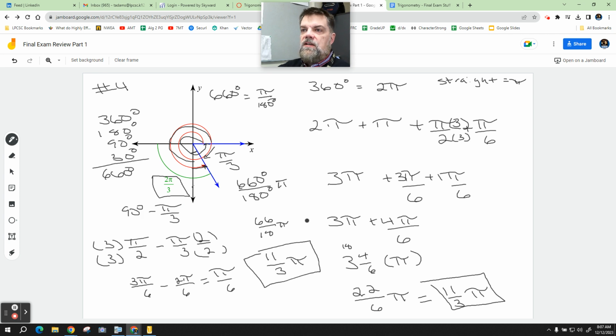Yes? How did I get pi over 3 to start here? You mean this? Yeah. Oh, because I knew that they're saying from here to here, that little green line is 2 pi over 3. But I know in order for there to be a straight line, it has to be pi. So pi over 3 plus 2/3 pi would be 1 full pi. Okay, good question. Any other questions?